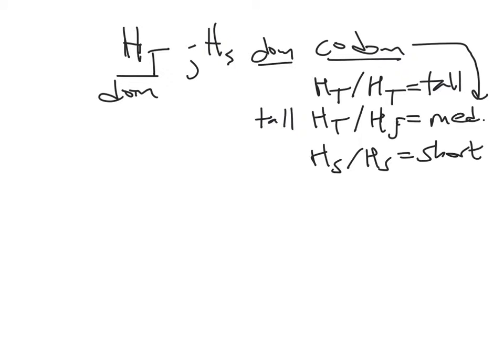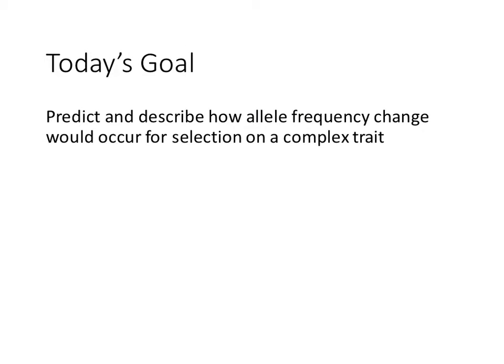So simple trait. Within a family, this sort of thing might happen. But what I want to do today is talk, and we're going to do a little bit of small group work and discussion. How does allele frequency change? Things we worked on last week. How does allele frequency change when you have selection on a trait that has multiple genes involved?